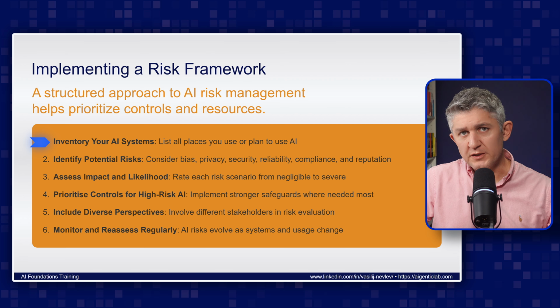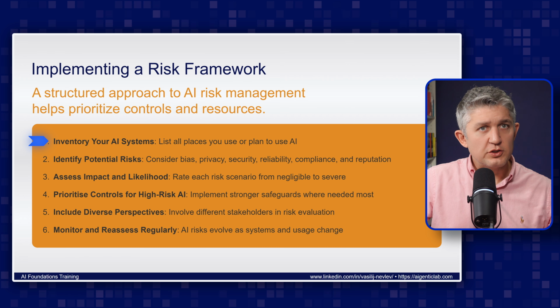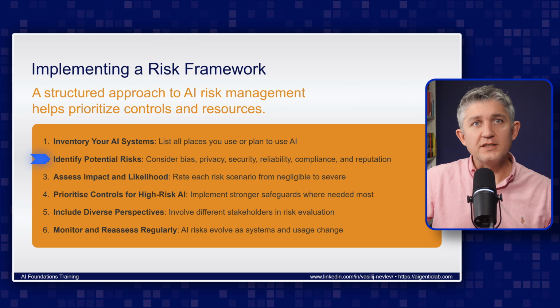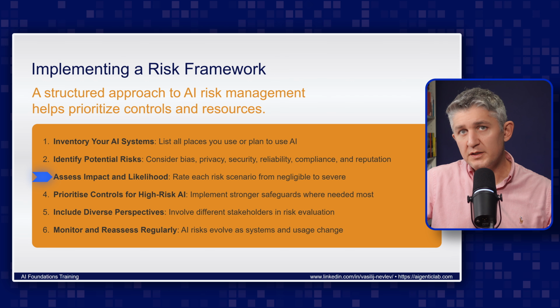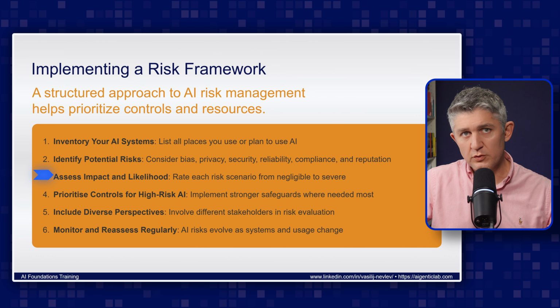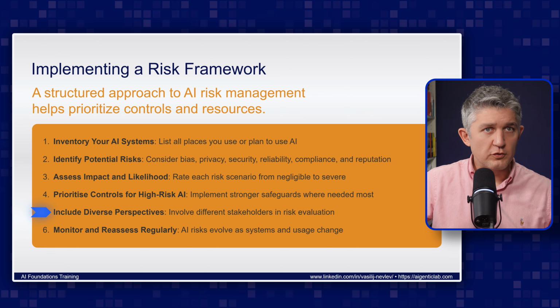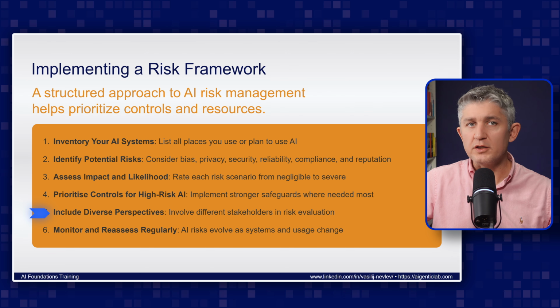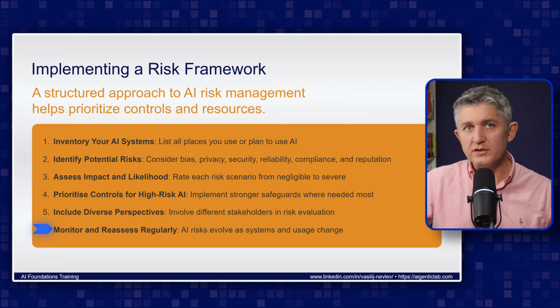Let's make it systematic. Implement an inventory in your business and plan the use of AI. For each of the use cases, document that. Identify potential risks from bias, security, and compliance. Assess impact and likelihood with simple scores. Prioritize controls for the highest risk items. Include diverse perspectives in reviews, including those from outside your business. Then monitor and reassess regularly as the usage evolves.